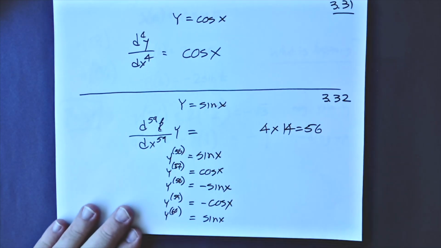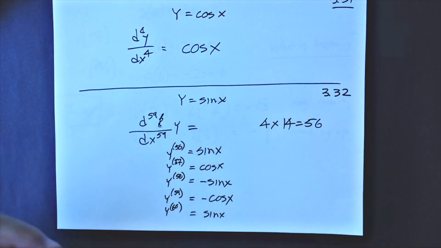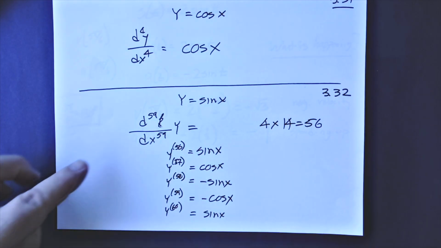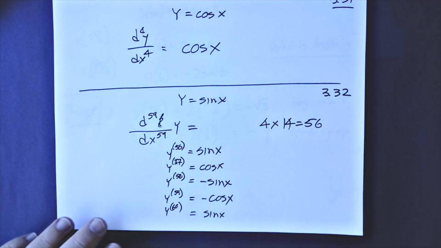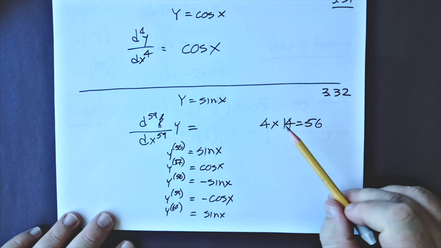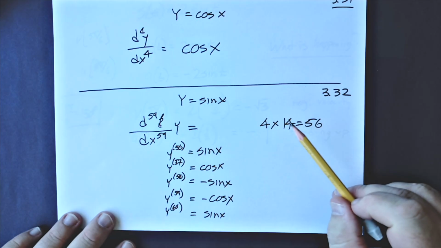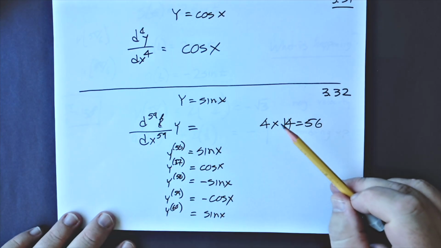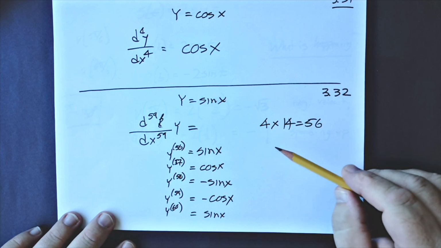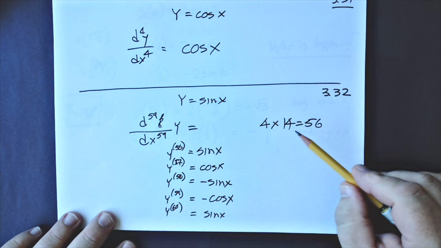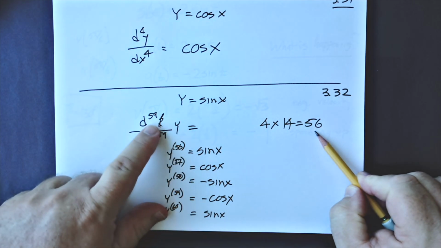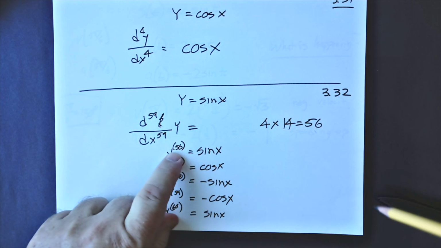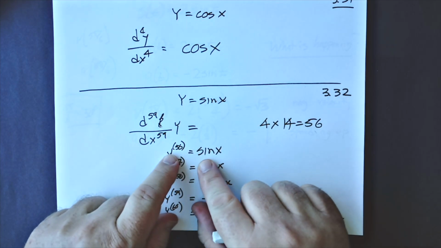And then number 32, this is, like I said, a very common SAT, GRE type question. So what's the 59th derivative of the sine of x? Well, first of all, we want to say, what's the multiple of 4 right before that? So 4 times 14 is 56. So I'm going to back up, not 59, but to 56. So the 56th derivative is sine of x.